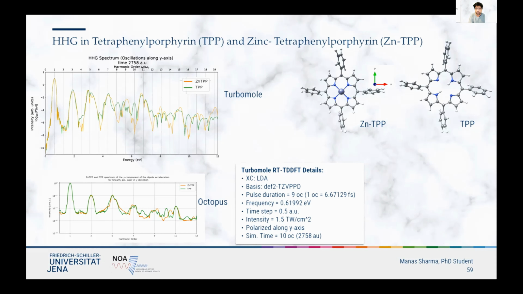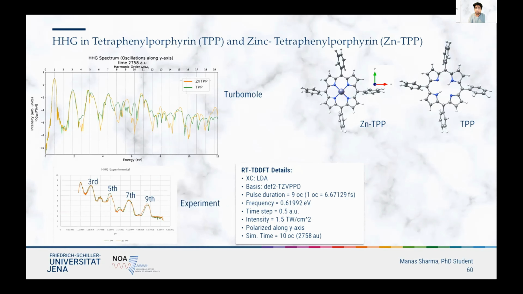And we also observe this 8th harmonic for the TPP, same as in Octopus, that there is a small 8th harmonic due to maybe the molecules not being completely aligned. So you will still have some small contribution from the even harmonics. And then also this is the comparison with experiments.